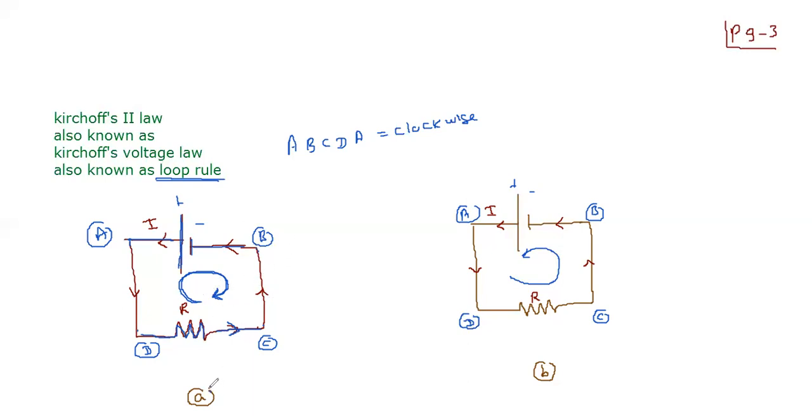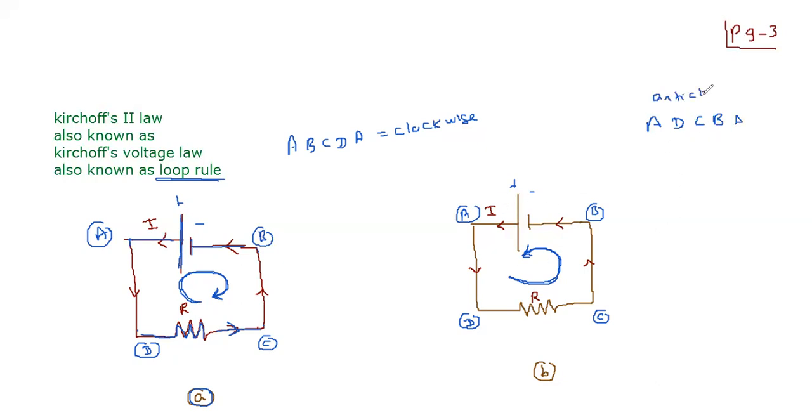Like from negative to positive. In diagram A, I am taking the loop clockwise. In diagram B, I am taking the loop anti-clockwise. Sir, in diagram B, I am going from where to where? A to D to C to B to A. So I am going in the anti-clockwise direction.